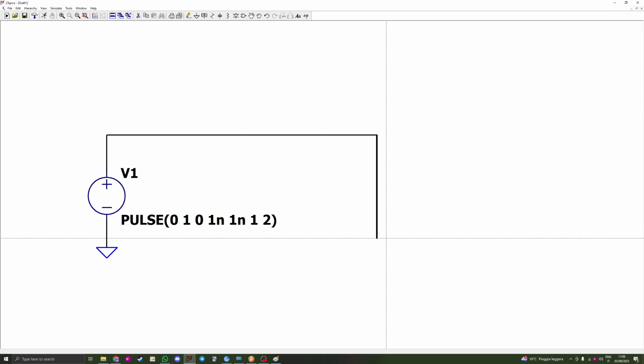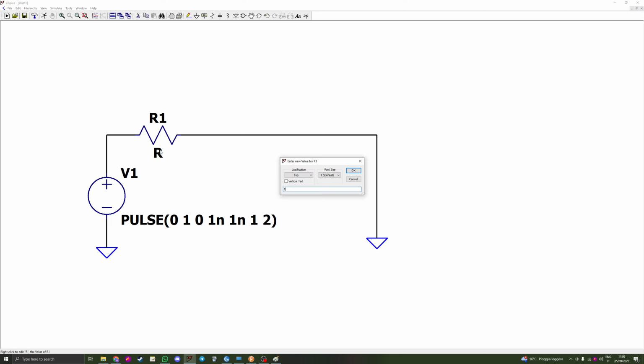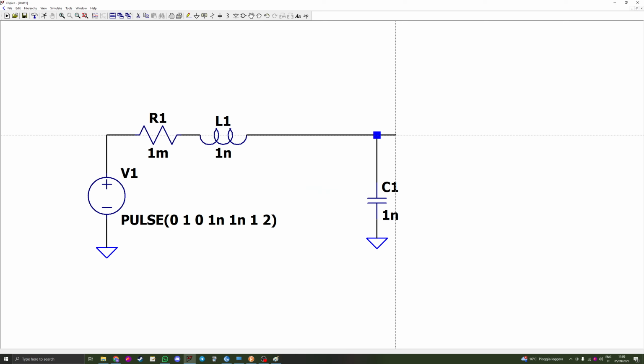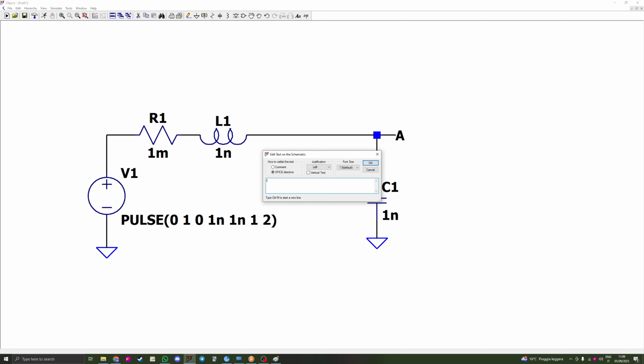And let's put a resistor of 1 milli, an inductor of 10 nano, and a capacitor of 1 nano. Now we have to assume that, of course, the capacitor is not charged, so we will call this node A, and we assume that .IC of VA is equal to 0, so that we actually have to charge the capacitor.